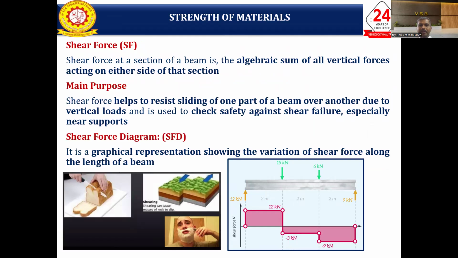Okay. Then we need simple definitions. What are shear force and bending moment, as well as their diagrams? The shear force at a section is the algebraic sum of all the vertical forces acting on either side of the section. That is called the shear force. What is the purpose of the shear force? It helps to resist the sliding of one part of the beam over another due to the vertical loads. It is used to check safety against shear failure, especially near the supports.